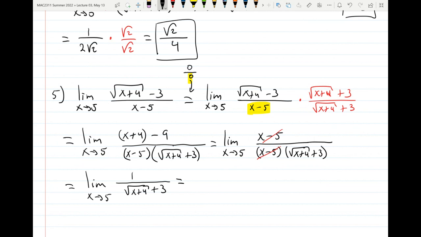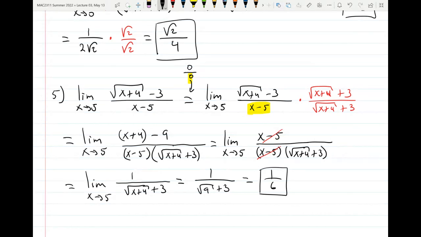All right. So now for this function, everything is fine. So we just plug in. So we get 1 over square root of 9 plus 3. So it'll be 3 plus 3. So we get 1 over 6 for this limit.